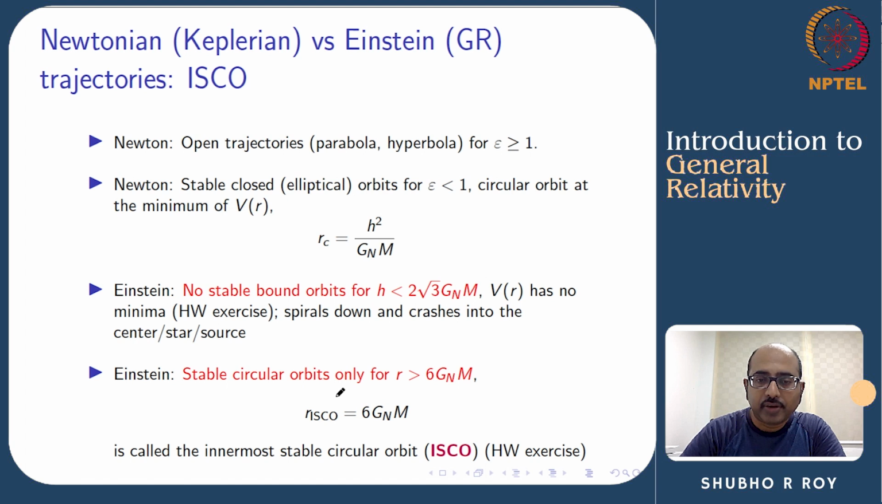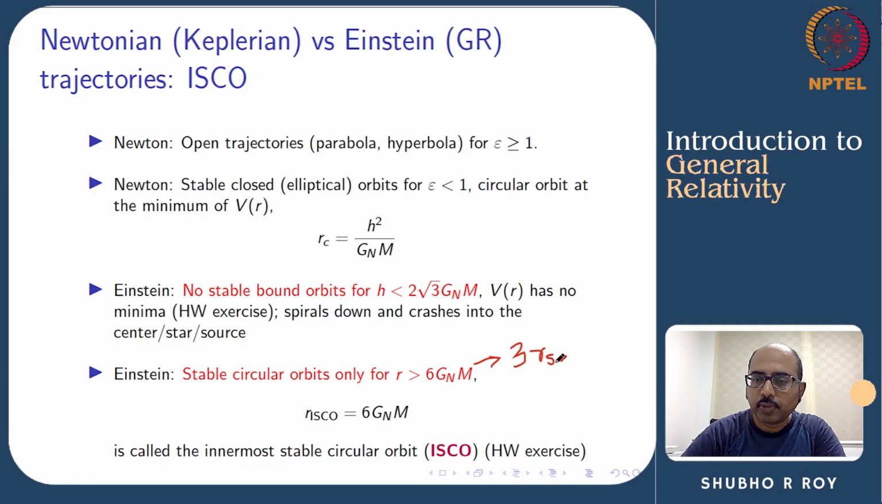So in Einstein theory, stable circular orbits only appear beyond a critical radius as well. When r is greater than 6 times G Newton times M, remember twice G Newton M is the Schwarzschild radius, so this is actually 3 times the Schwarzschild radius.